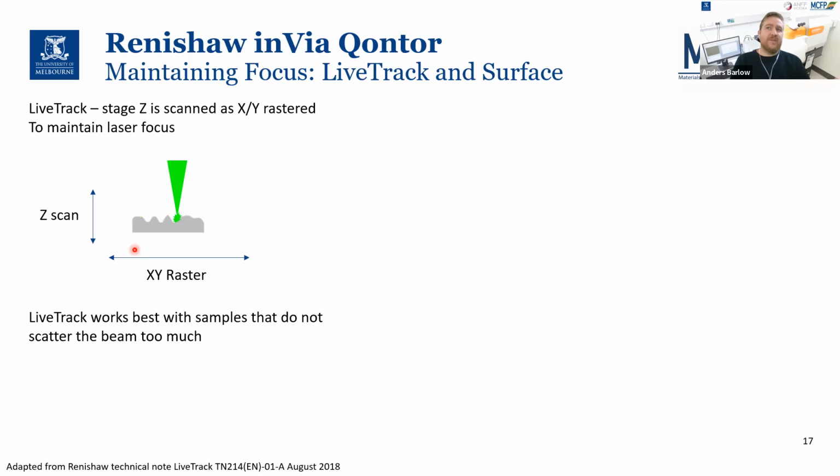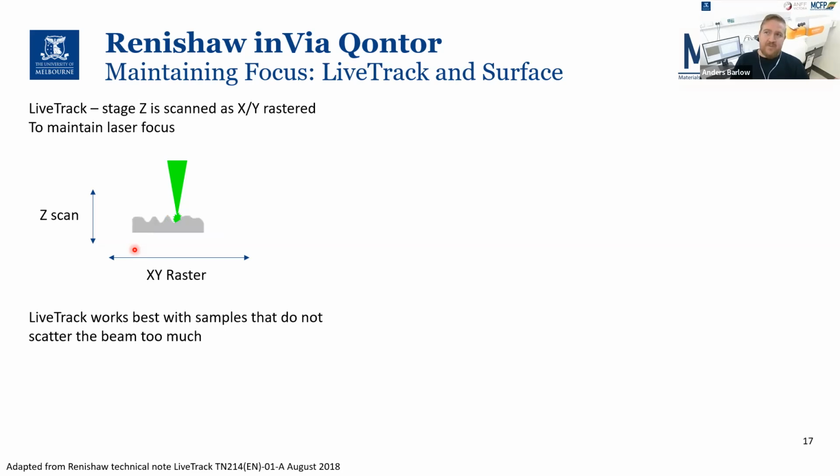So it looks something like this, basically. The sample is being moved in X and Y, but to keep the laser in focus on the surface, the stage is also moving in Z and following the topography of your sample. So this can be applied on any of the wavelengths that we have on our instrument and in any of the modes as well. If you are just doing point spectroscopy, you can have LiveTrack active as well, and it will attempt to keep the image in focus as you are moving around on your sample. So it can just help to keep things in focus for you while you're navigating.